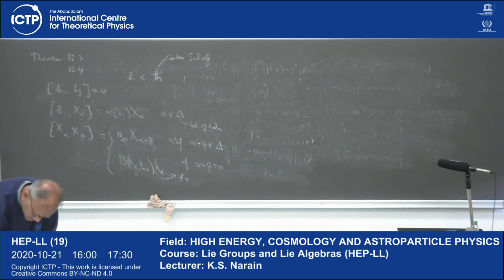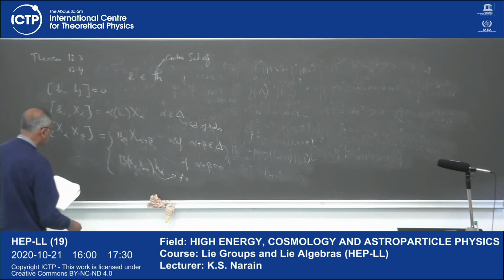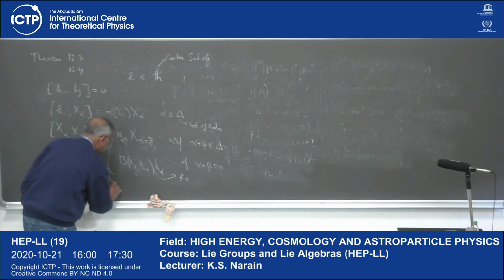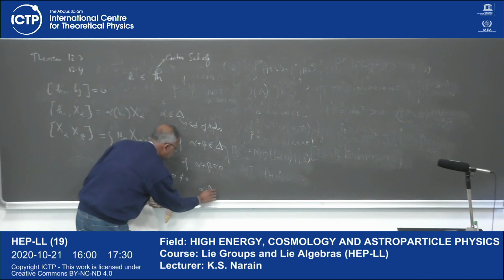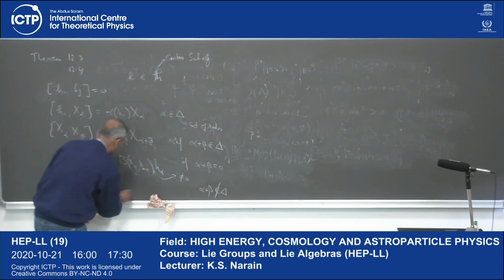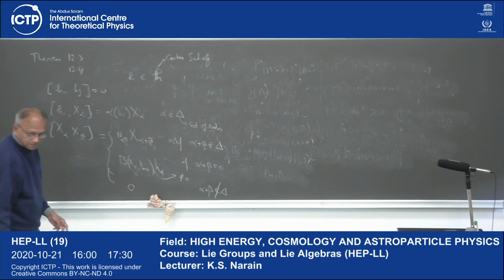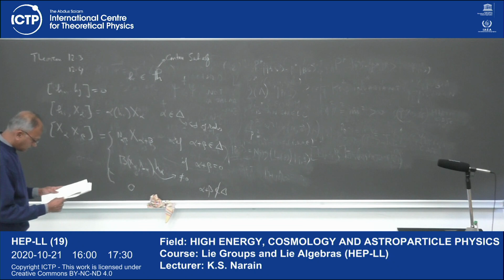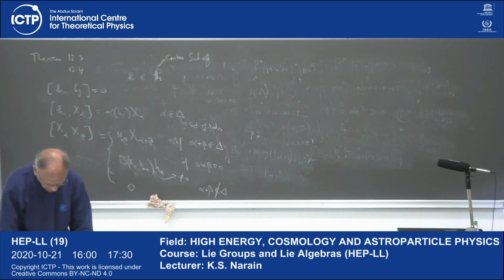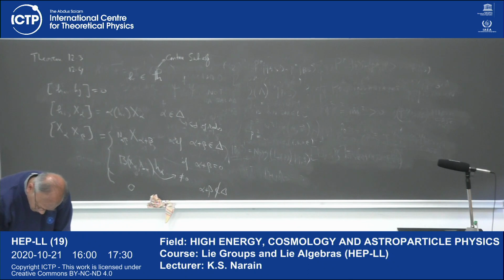Did we prove that statement for the 12.4? Okay, and then finally, the third possibility is that alpha plus beta is not in delta. In that case, of course, this is 0. So this was that. So we learned all this, and also we learned the dimensions. I think this was one of the statements we proved.